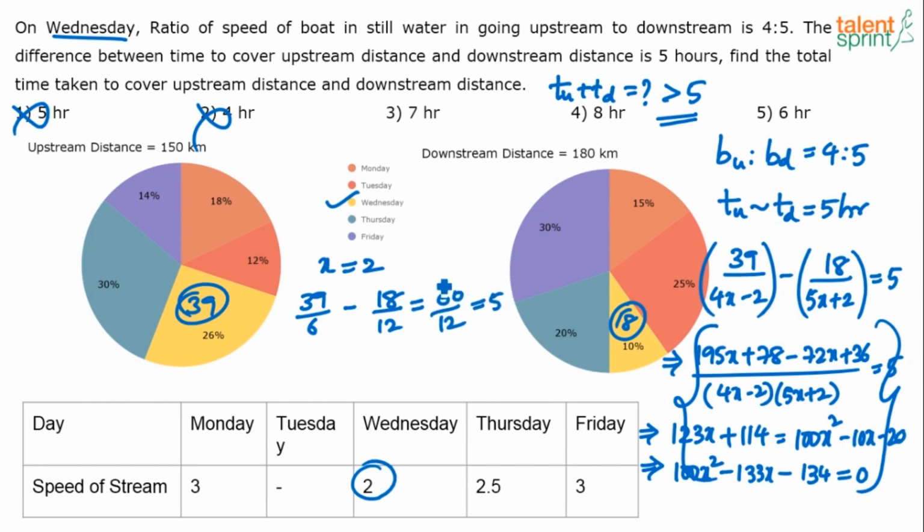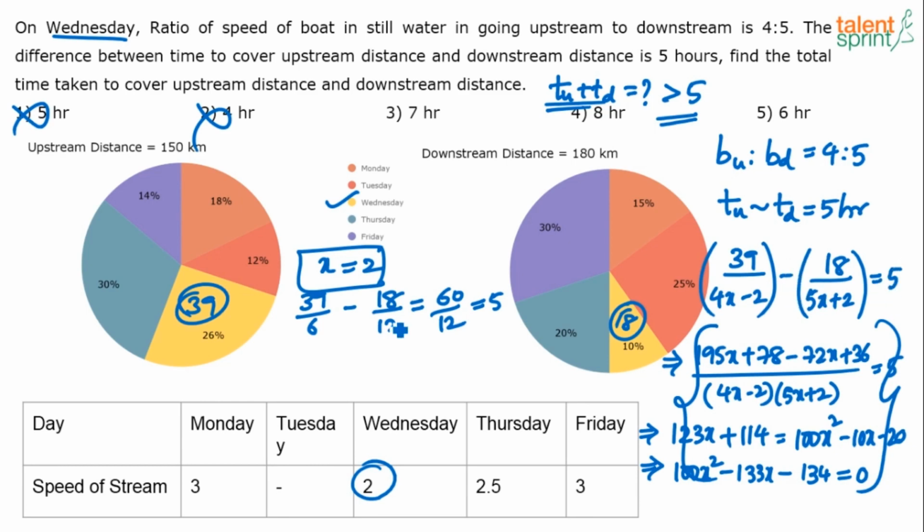Yeah, so we can conclude that x is equal to 2. Otherwise, solve for the quadratic equation. Anyway, so x is equal to 2. Now, what is he actually asking us to find out? He's asking us to find out tu plus td. So, tu plus td means what? You just have to take plus in between and find out what comes in place of question mark.